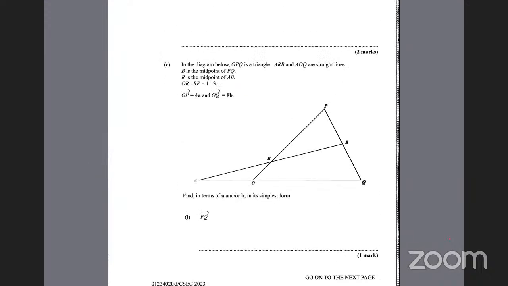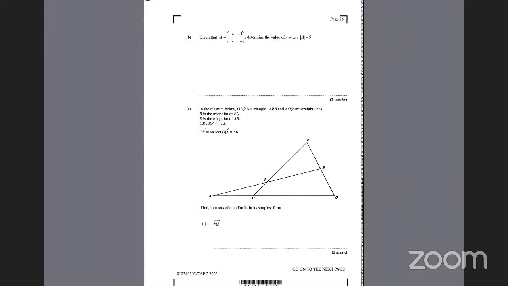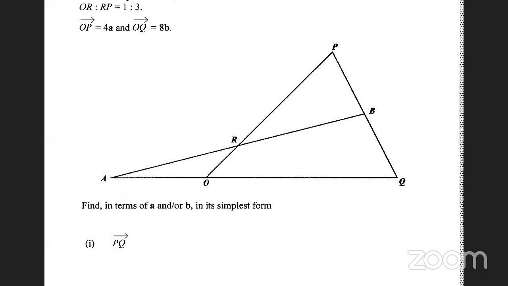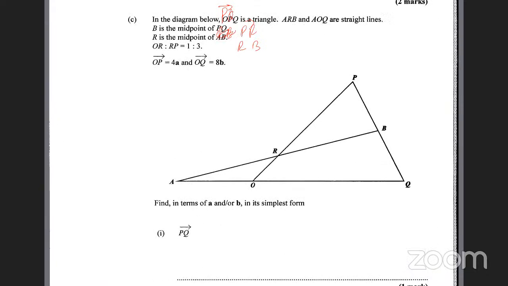Last part, they want PQ, PR, RB. So they want PQ, PR, RB. All right, I am almost done. All right, let's check it out.